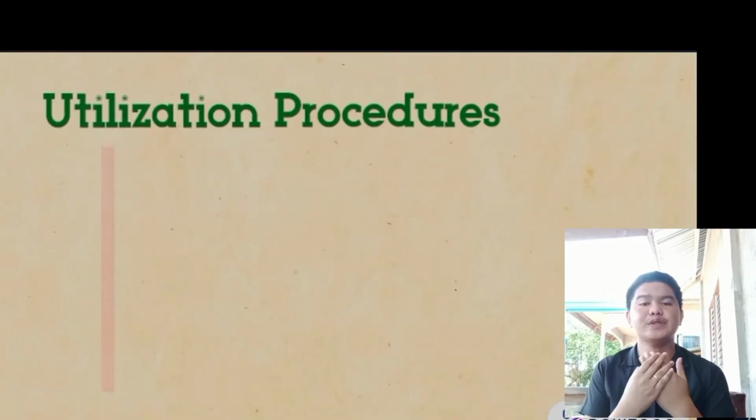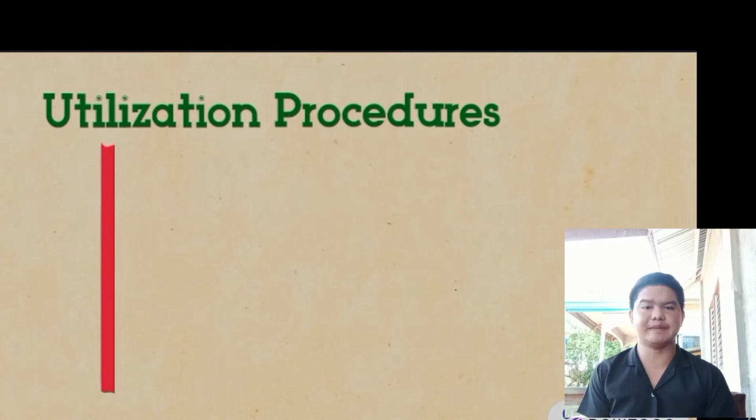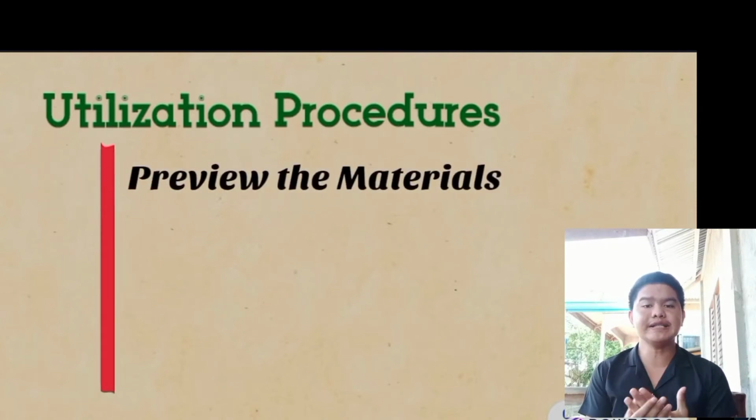There are 5 Ps process under utilizing the technology, media, and materials. First, preview the technology, media, and materials. As a teacher, you need to determine first what appropriate materials suit your students as well as your lesson, so that the teacher will not fail in his or her plan when students perform their assigned task.